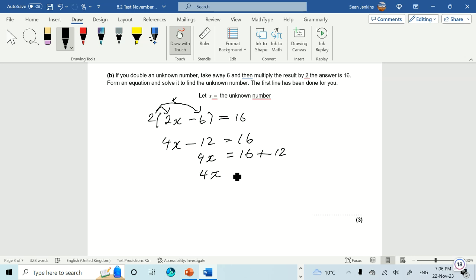So I've got 4x is equal to 16 plus 12. 4x is equal to 28. And if I ask 4 times what number is equal to 28, you're going to tell me 7. Well, 28 divided by 4, this is how we show it. And the answer then is 7.